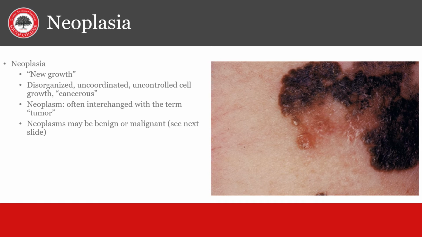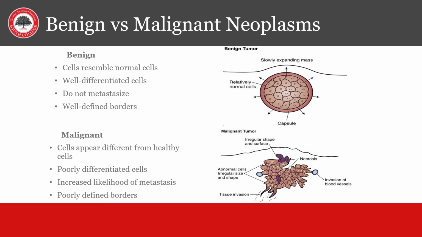Neoplasia literally means new growth, but in terms of pathology, it could be cancerous or benign. If cancerous, then it is disorganized, uncoordinated, and uncontrolled. There's a lack of cellular contact inhibition. If benign, then it looks organized and ordered. A benign growth, again, is organized, well-differentiated, does not metastasize, and has well-defined borders. A malignant neoplasm is unorganized, poorly differentiated, with poorly defined borders and highly likely to metastasize.